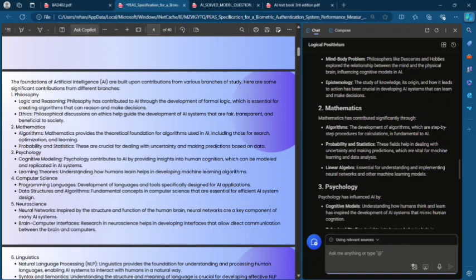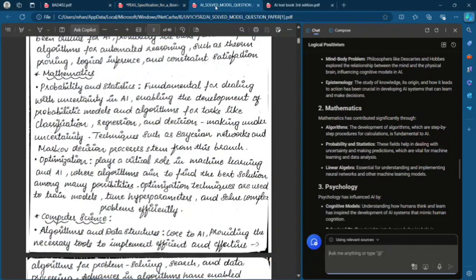Then we have learning theories: understanding how humans learn helps in developing machine learning algorithms. Give a problem to the human, just observe how the human is solving it. That same thing you can apply to the machine also. Observing what a human does, how a human reacts, the actions a human takes, and the way a human thinks comes under psychology. You are observing the human. Whatever you have observed, you put it into the machine and make it work.